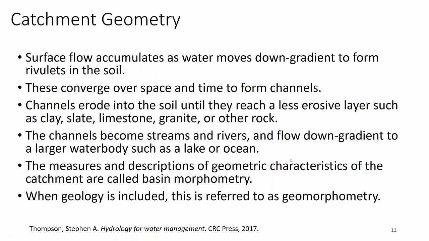Surface flow accumulates as water moves down gradient to form rivulets in the soil. These converge over space and time to form channels. Channels erode into the soil until they reach a less erosive layer, such as clay, slate, limestone, granite, or other rock. The channels become streams and rivers and flow down gradient to a larger water body, such as a lake or ocean.